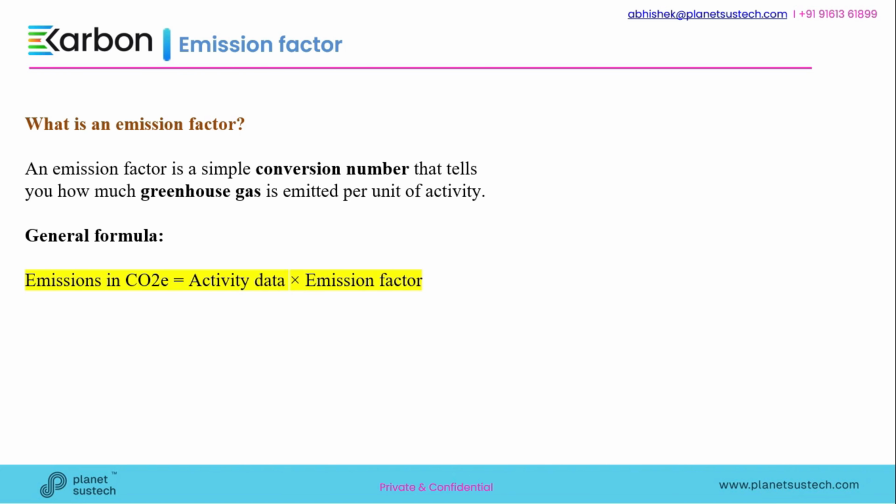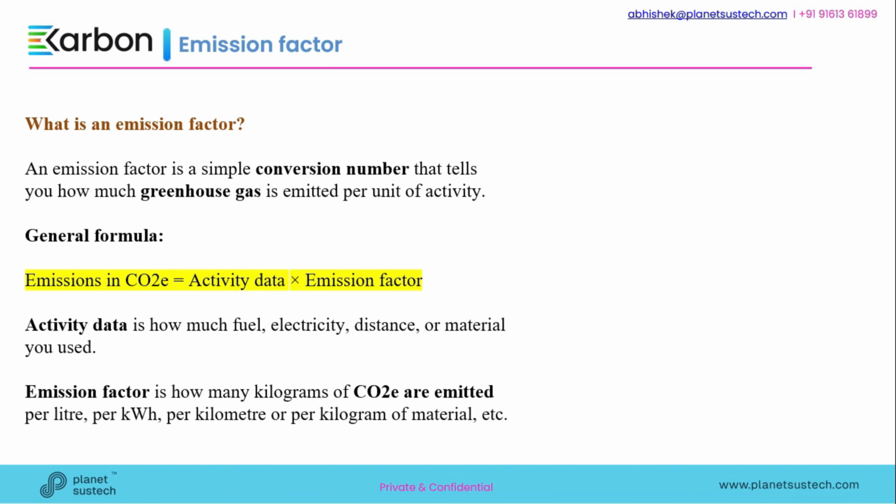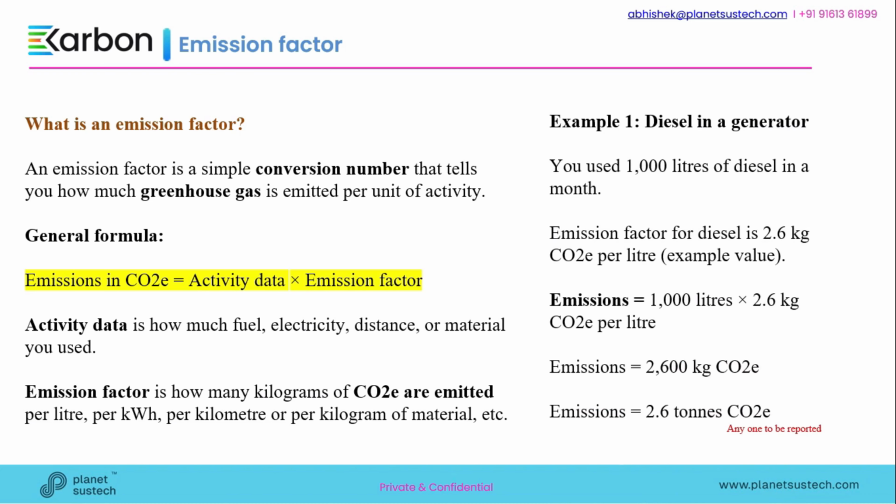General formula. Emissions in carbon dioxide equivalent is equal to activity data multiplied by emission factor. Activity data is how much fuel, electricity, distance, or material you used. Emission factor is how many kilograms of carbon dioxide equivalent are emitted per liter, per kWh, per kilometer or per kilogram of material, etc.